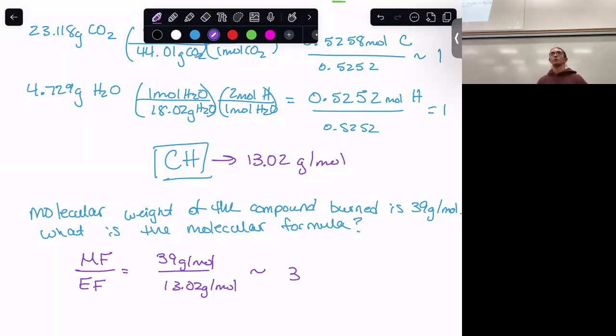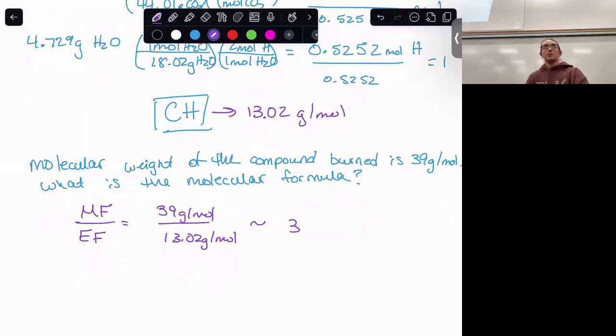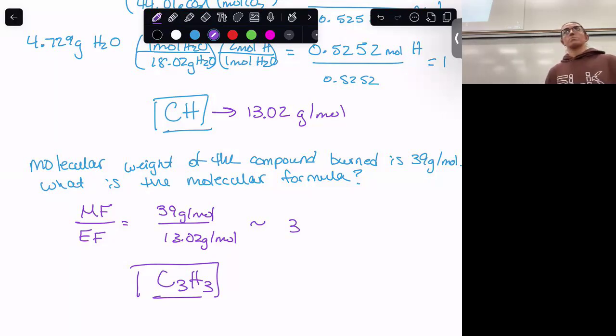So how do we get to our molecular formula? We multiply all of our subscripts by 3. So it'll be C3H3. And that would be your molecular formula. You just need to take the molecular mass of your molecular formula divided by the molecular mass of your empirical formula. It should be a whole number ratio. It should be a multiple of 2, 3, 4, 5, whatever it is. So then all of your numbers, if they're already whole numbers, should remain whole numbers.